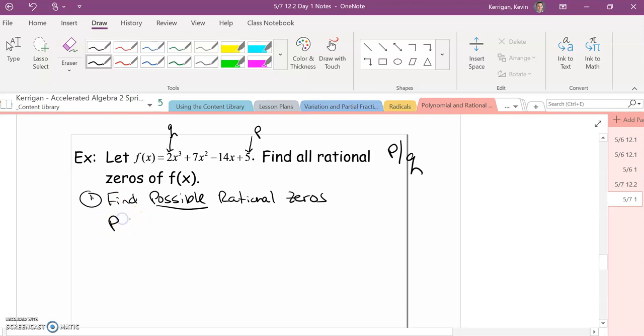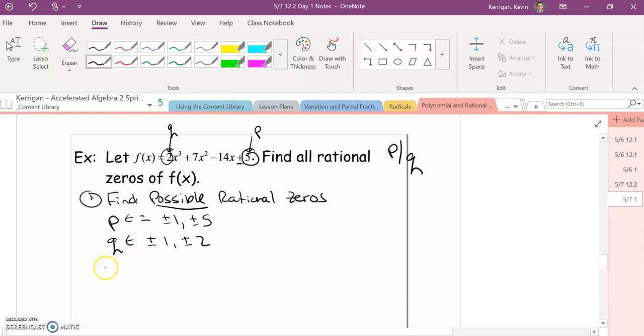So if I'm thinking about my p's, I want all factors of 5. They're integers. I could have plus or minus 1 or plus or minus 5. Now the sign here really doesn't matter, because in order to get positive 5, I could have positive 1 times positive 5 or negative 1 times negative 5. I need all of those positive and also negative integers there. So my p's that I'm listing out are plus or minus 1, plus or minus 5. All of my possible q values are going to be all of the factors of my leading coefficient. So the factors of 2 are 1 and 2. So I need plus or minus 1 and plus or minus 2.